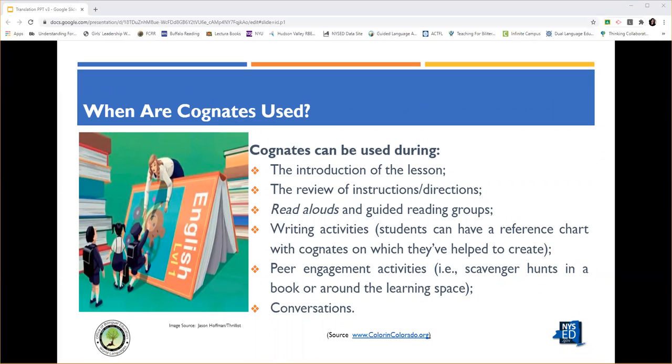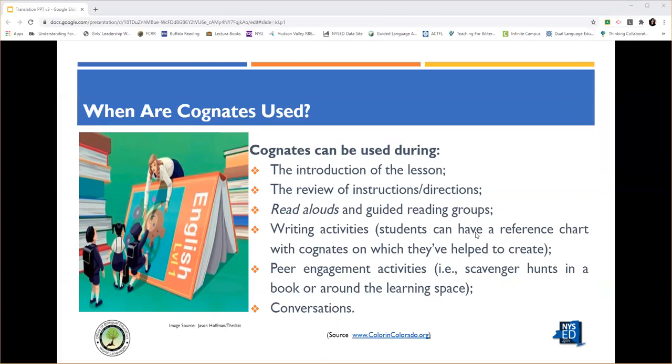So cognates can be used during the introduction of a lesson to give your content and language objectives. You can review the instructions or directions, or like I said, your content and language objectives. They can be used or pointed out during read alouds and guided reading groups to help students make meaning. So something you may want to consider is doing a preview walk of the book, picture walk for the little guys. For the older guys, you can just do a walk of the book and see if there's any words that can possibly be cognates.